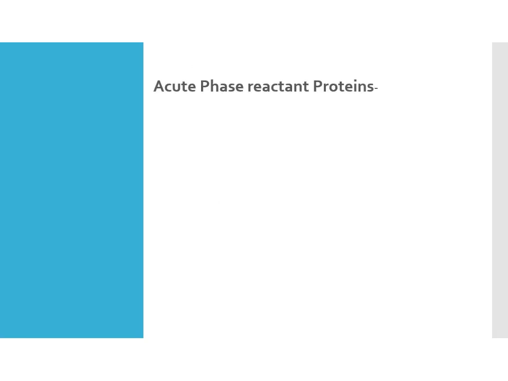Then the acute phase reactant proteins. What are these? Certain proteins are secreted by the liver. These proteins increase in certain conditions and sometimes decrease in certain conditions like inflammation. They help you know the condition in your body, as well as help in diagnosing any inflammatory reaction or any infection in your body.